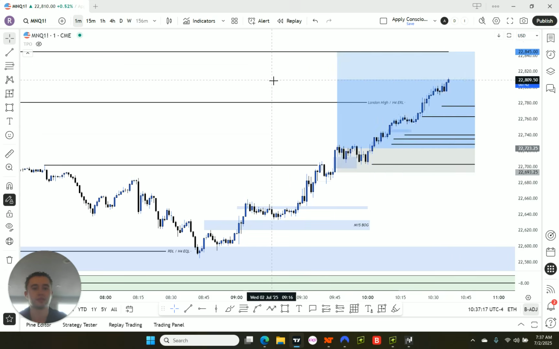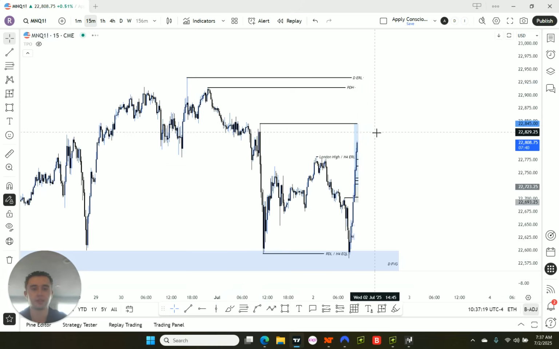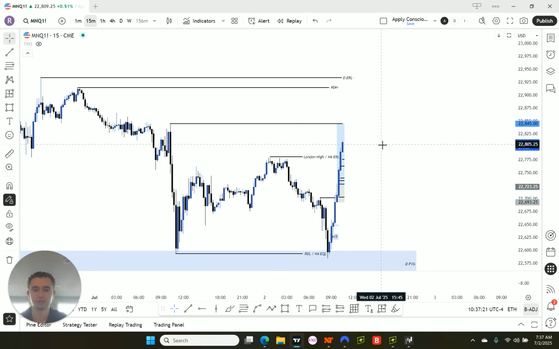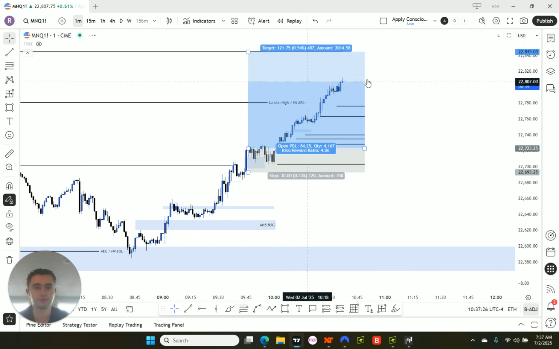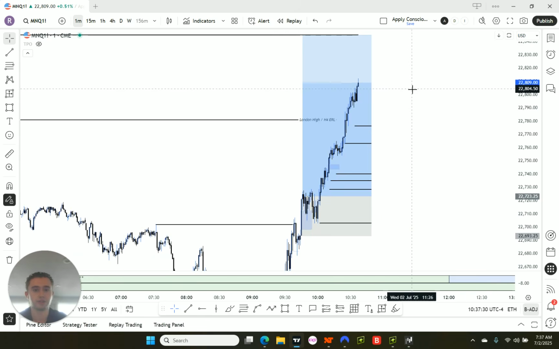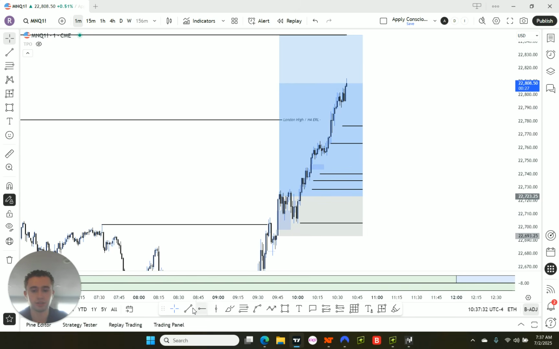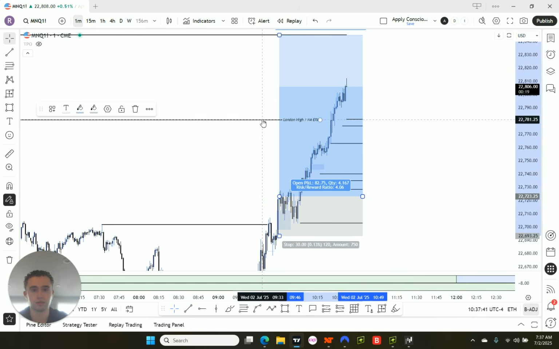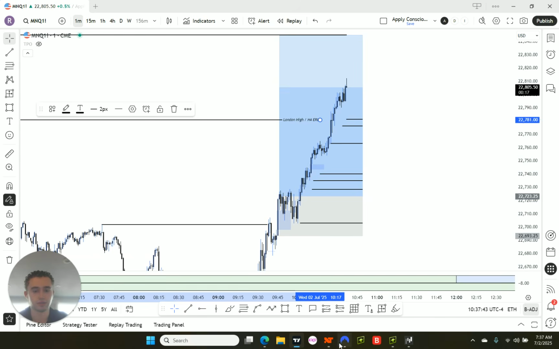So another, let's see, are we in line with anything? It's just like an area of, I don't know. Let's see if this will flush in. I'm giving it some room. I'm going to trail my stop loss to the London high. Just a discretionary play there, which is 22,781.